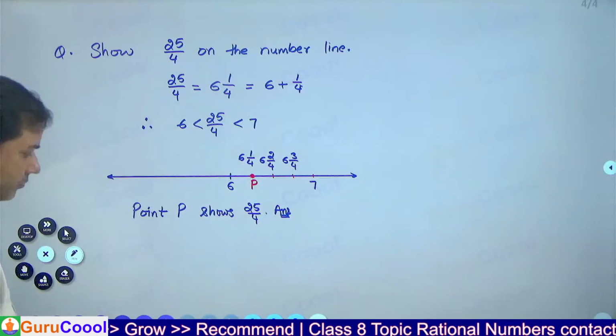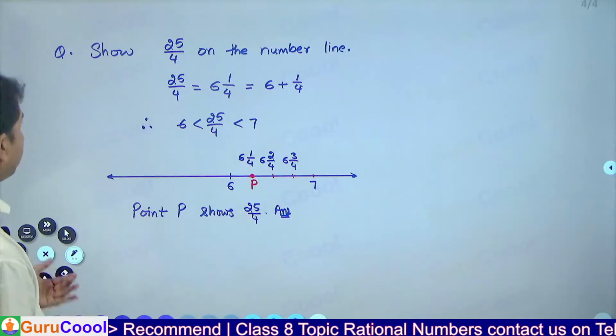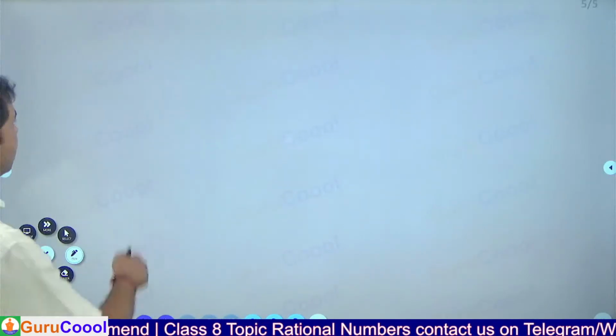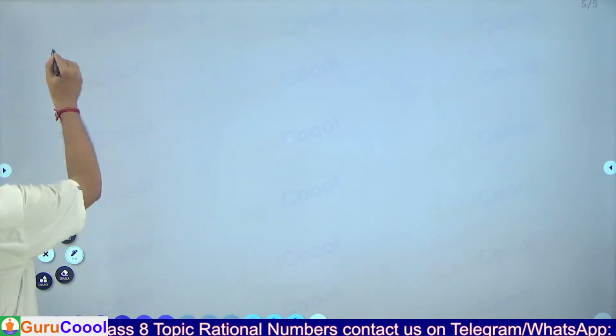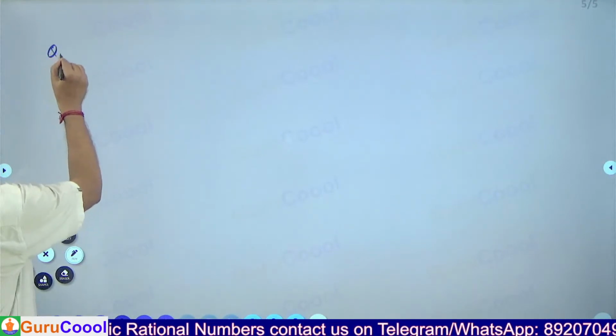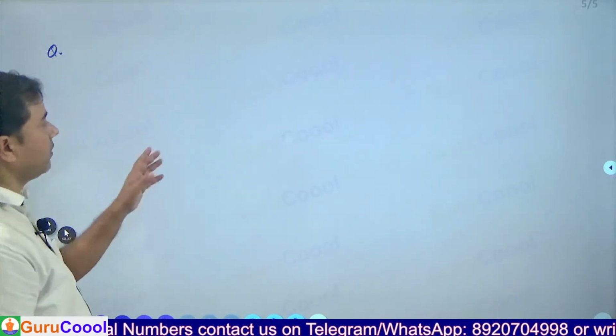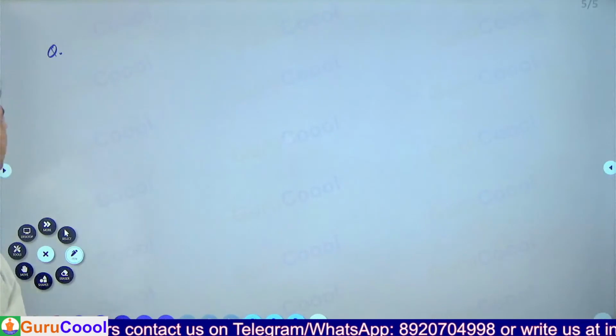Okay. So you don't have any question. Next is negative rational numbers. Now we are going to take a negative rational number. I'll show one of them to you and then there will be a question for you.